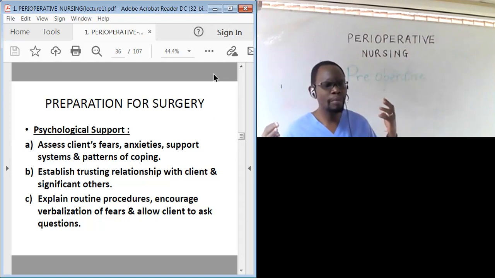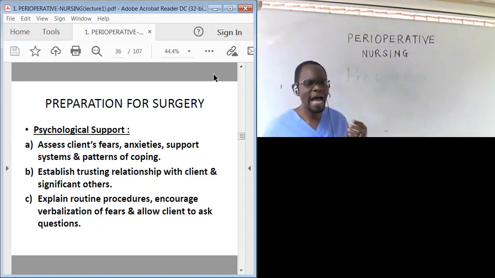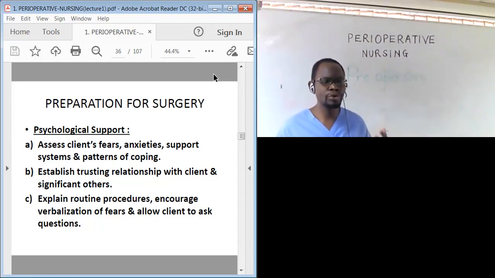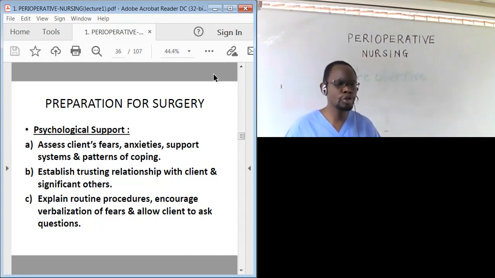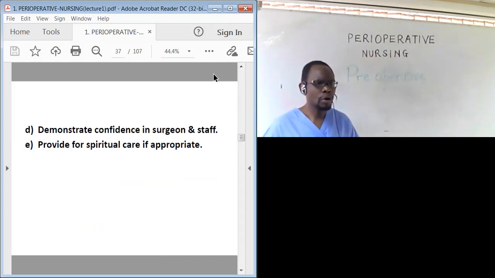So you need to explain routine procedures, encourage the patient to verbalize fears, and also allow the client to ask as many questions regarding the surgery as possible. So all this happens as far as the psychological support is concerned.